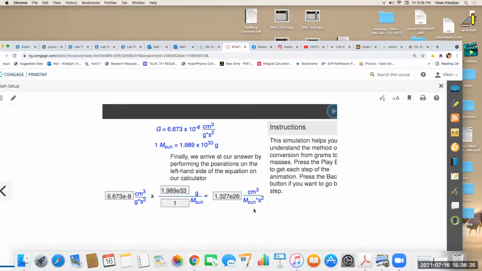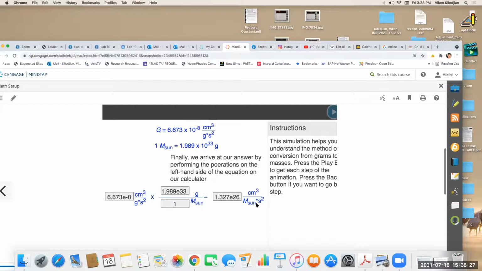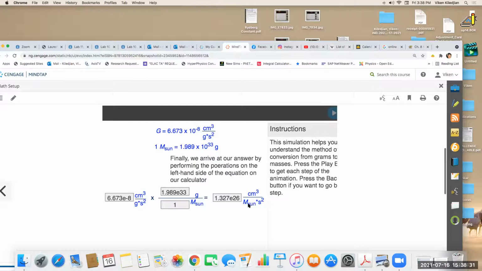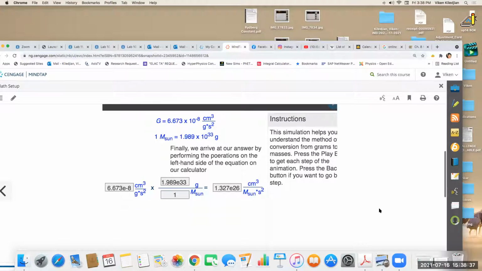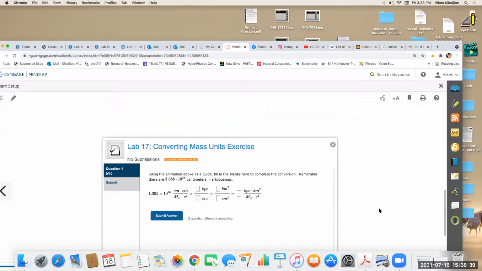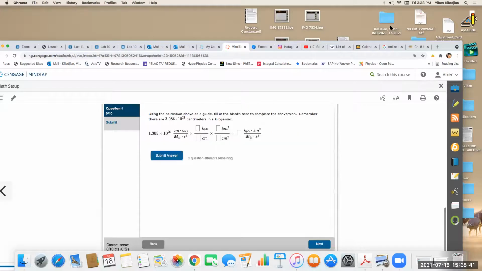Oh, this is already converted to mass of the sun. There you go. Okay. So this is already converted to mass of the sun. So there you go. That's fine. We could use the mass of the sun. We could use the number that I just calculated. Okay, got it. Perfect.